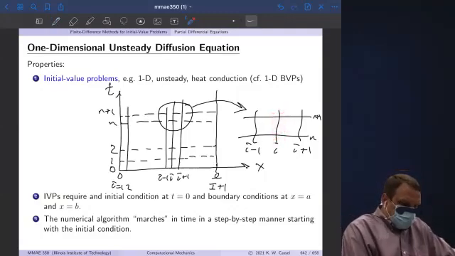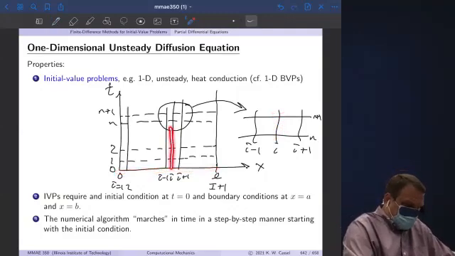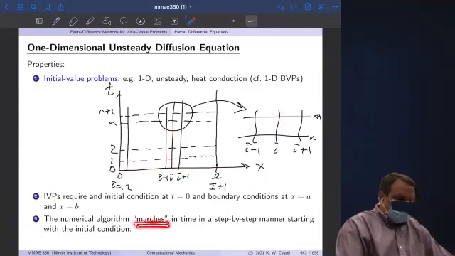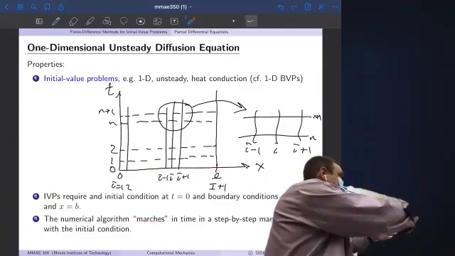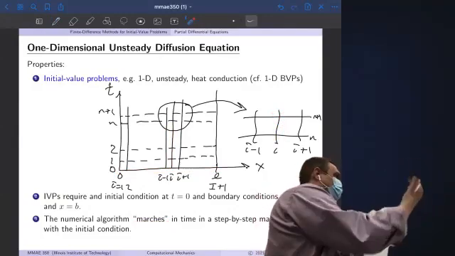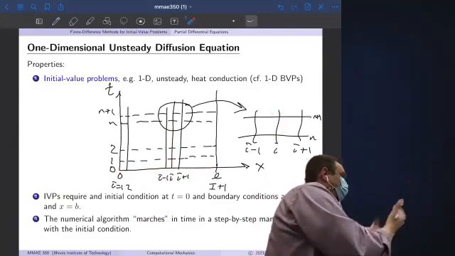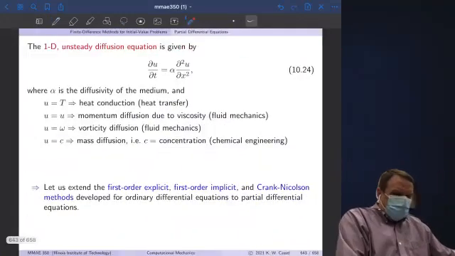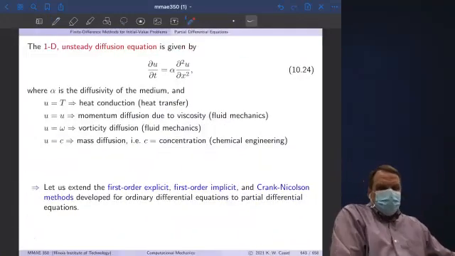So we have an initial condition at t equal to 0. We know the temperature, for example, all the way along the length of the bar for all x. And then we want to know how that evolves with time. We're still going to think in terms of marching as we march in time, but now at every time step, we have the whole x domain to solve for the solution in. So here's our 1D unsteady diffusion equation.